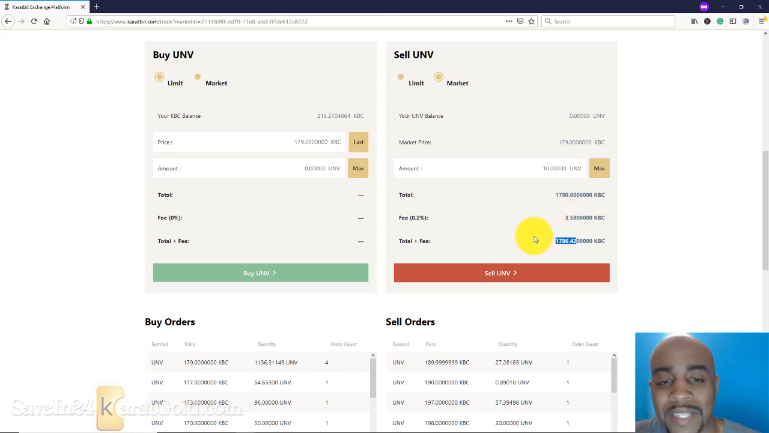It actually gives you the breakdown. You don't have to try to figure out the fees. It's already sitting right there on the exchange. And then you simply just click sell UMV.